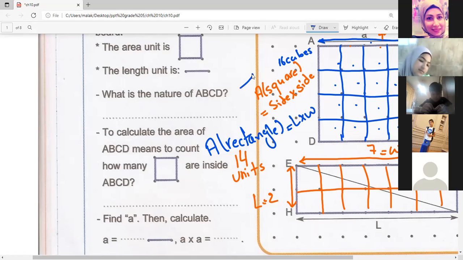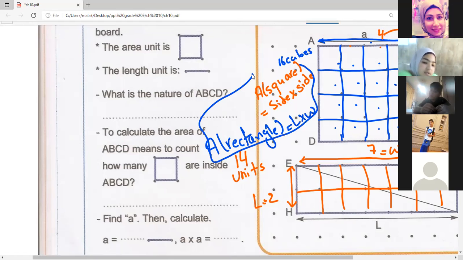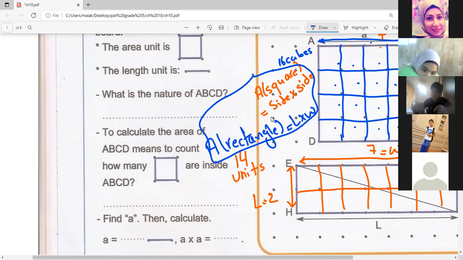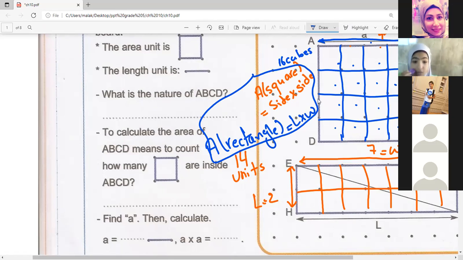So the first two rules we have to study. The area of a square equals side times side. Bravo. The area of a rectangle equals length times width. Length times width. Bravo. Excellent.